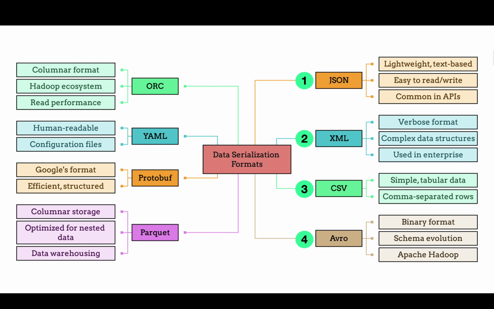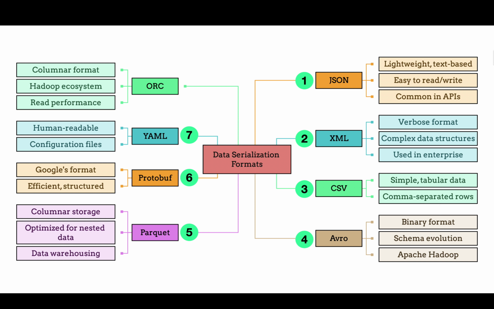4. Avro, a binary format developed within Apache Hadoop. Focuses on compactness, schema evolution, and complex data structures. 5. Parquet, a columnar storage format optimized for complex nested data structures. Common in data warehousing solutions like Hadoop and Spark. 6. Protocol buffers, protobuf, Google's language-neutral, platform-neutral format for serializing structured data. Known for efficiency and performance.